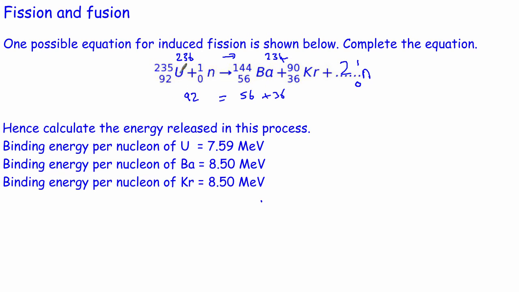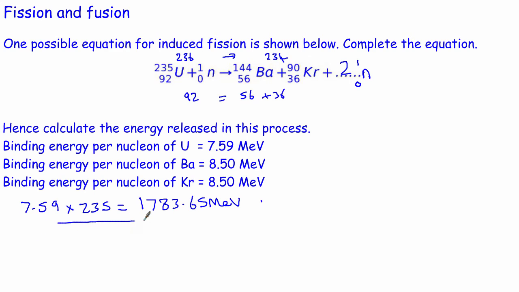So we need to work out the difference between the total binding energy on this side and the total binding energy on that side. So to start off with, let's have a look at uranium. Well, we know that the binding energy per nucleon is 7.59 MeV. And if we multiply that by the number of nucleons that we've got, in this case 235, we can work out the total binding energy on this side. And if we do that, we get 1783.65 MeV. So that's how much binding energy we started off with in the first place.